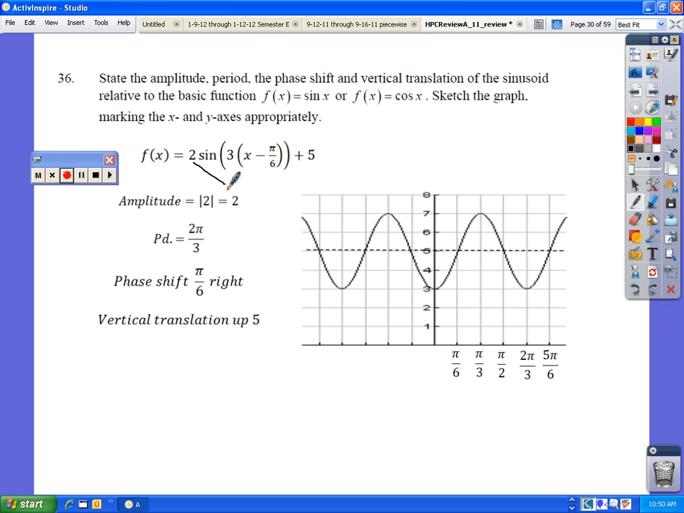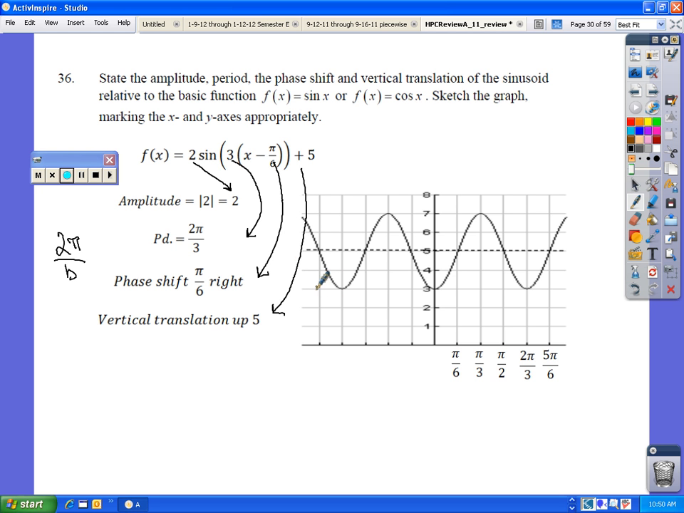So in this case, the 2 comes directly from the A value. The period comes from the definition of the equation, 2 pi over b. Your period is equal to 2 pi over b, so 2 pi over 3 is going to be your period. Your phase shift is pi over 6 to the right because it's minus, and then your vertical translation up is that plus 5. So we're going to put all of this information together and we are going to graph it.